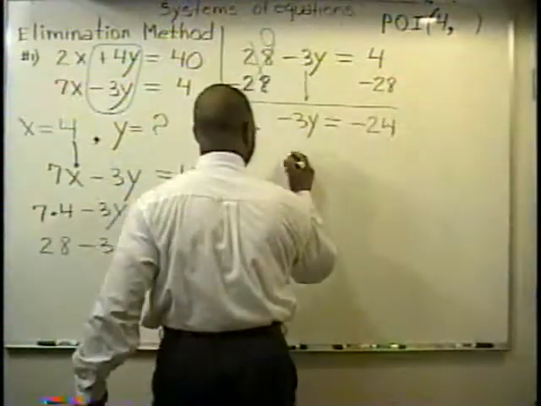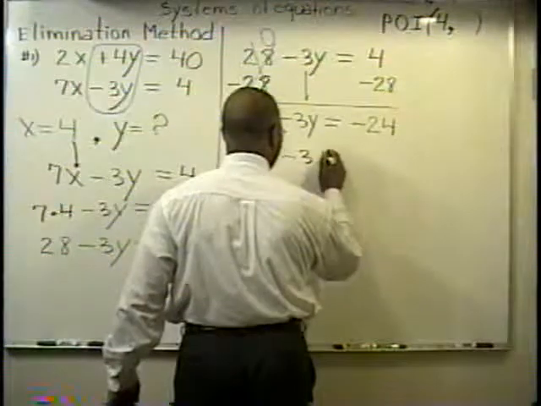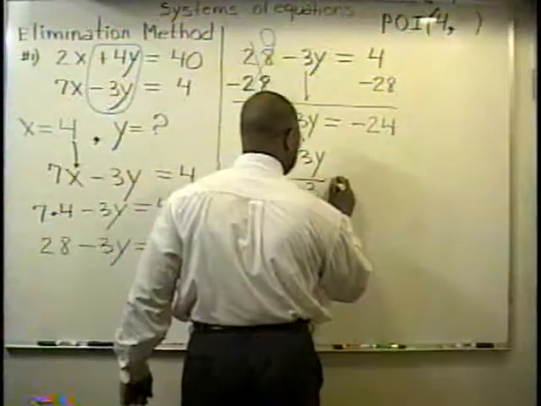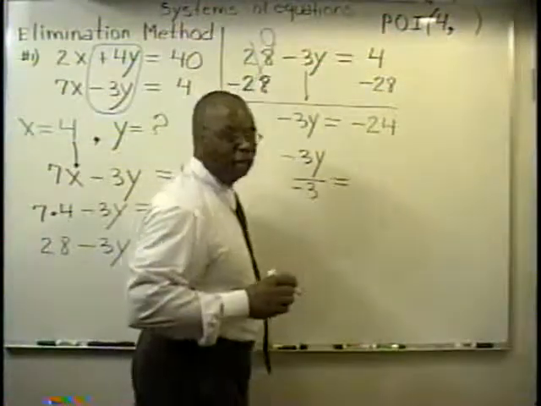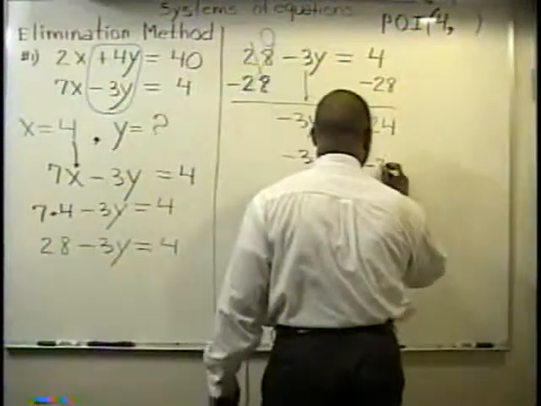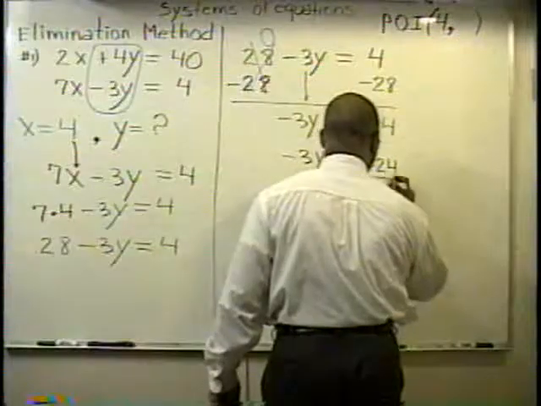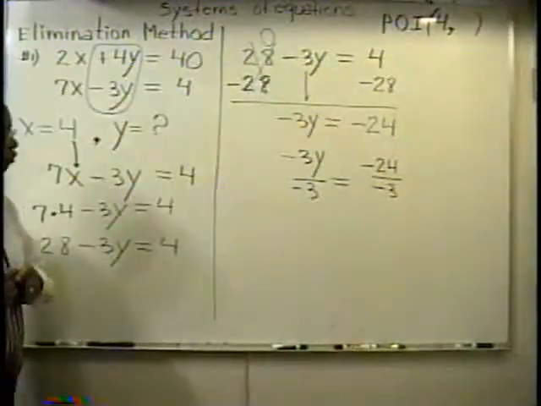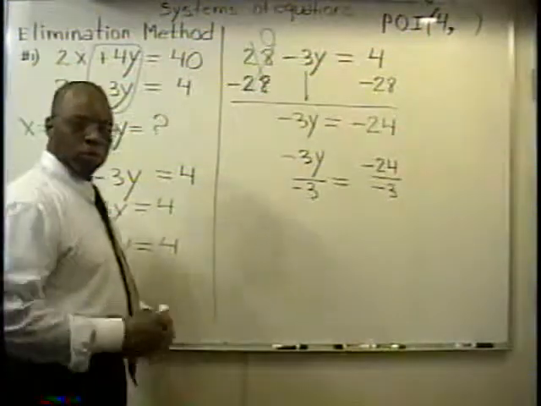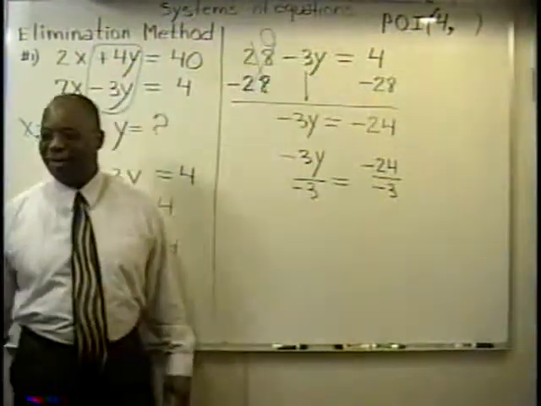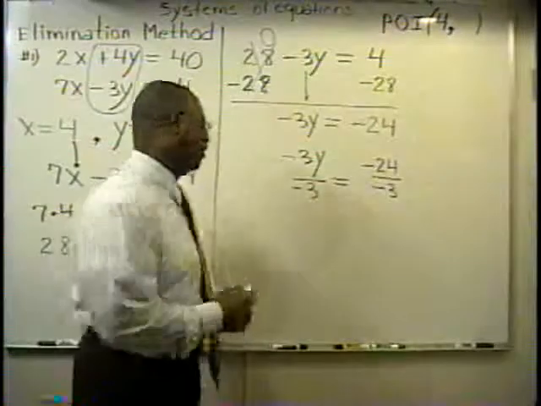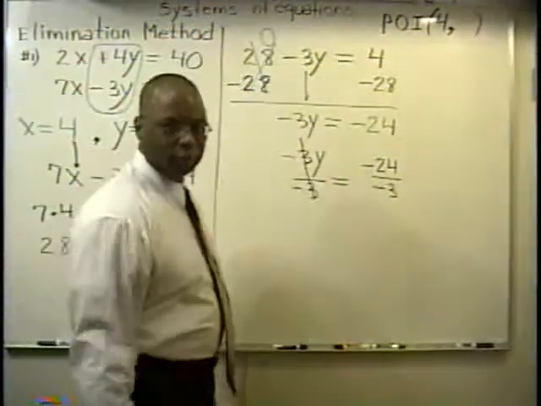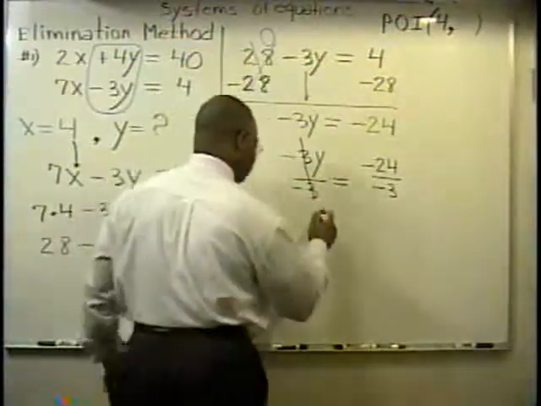So what's the opposite of multiplying by negative 3? We've got to divide by negative 3. So now I'm going to show that. I go negative 3y. I divide the left side by negative 3. Whatever I do on the left side, I must do the same thing on the right. I go negative 24 divided by negative 3. What happens now? Fred said the 3's cancel. Do you agree? Yes, they divide into one another.